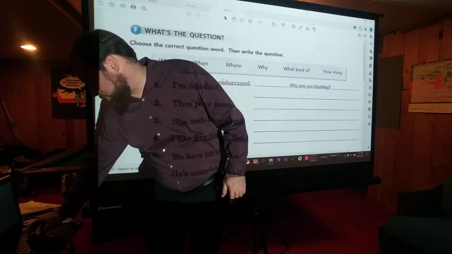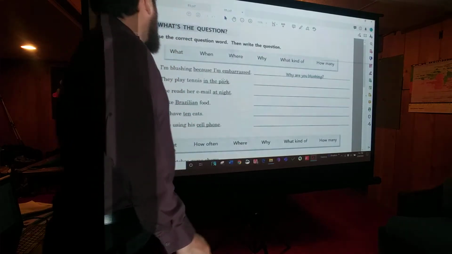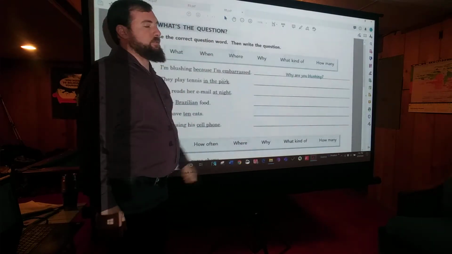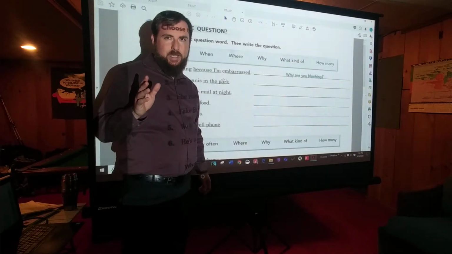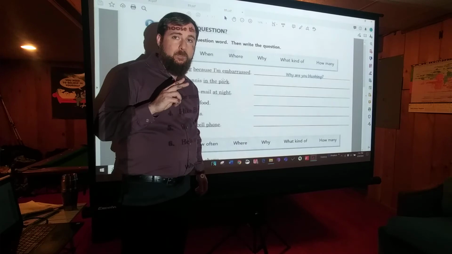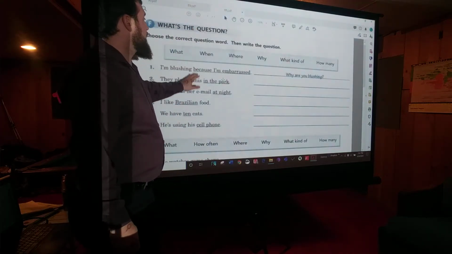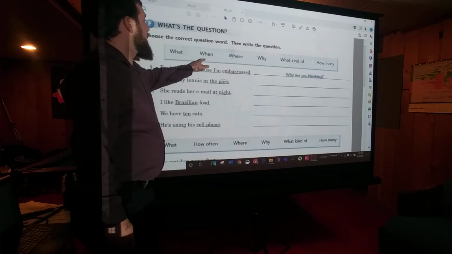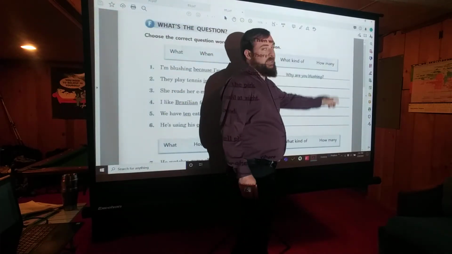So first, I really like this exercise. I wish we had more exercises like this. What's the question? Remember when we had something kind of like this a while ago, when you had to decide whether you needed to write what or where? Well, now we've added all of the question words. We also have when, why, what kind, and how many.